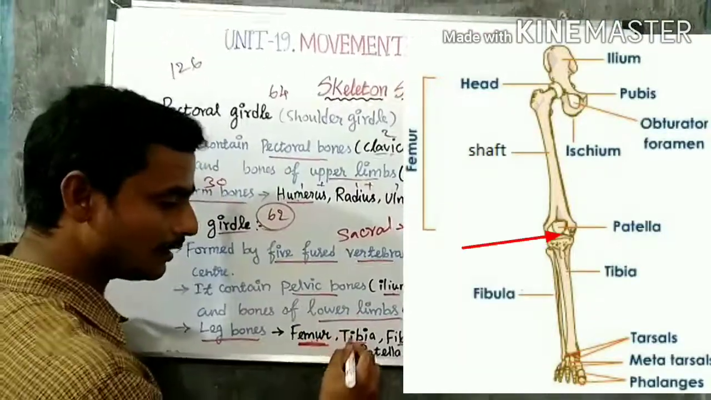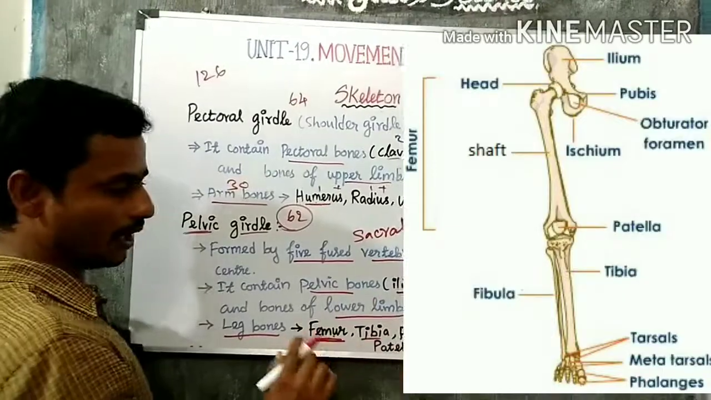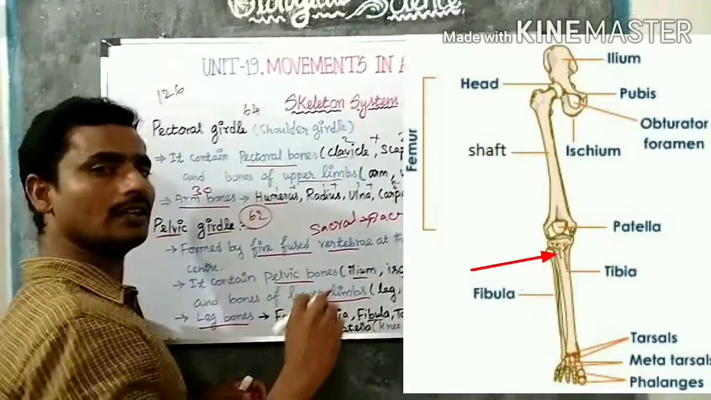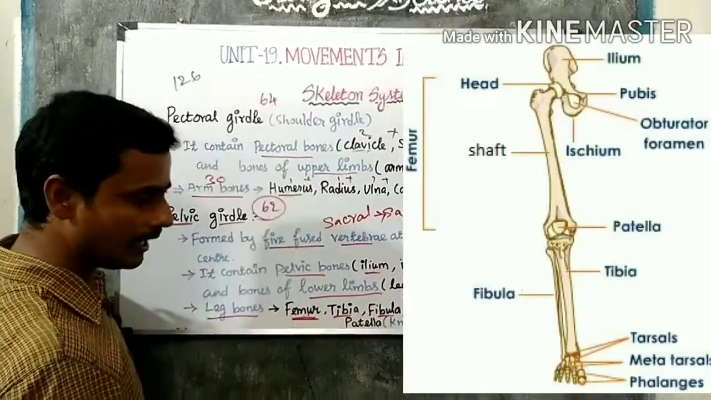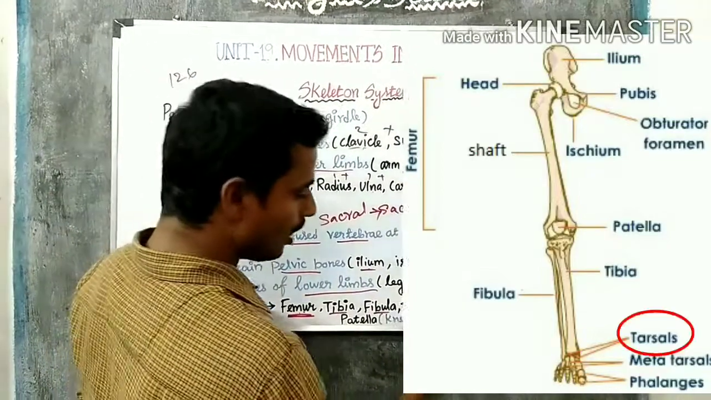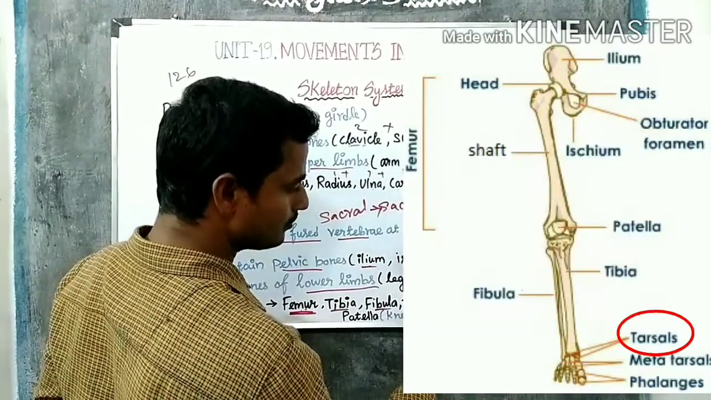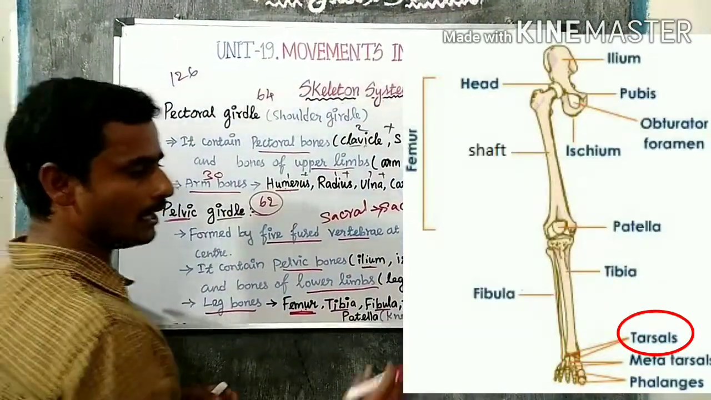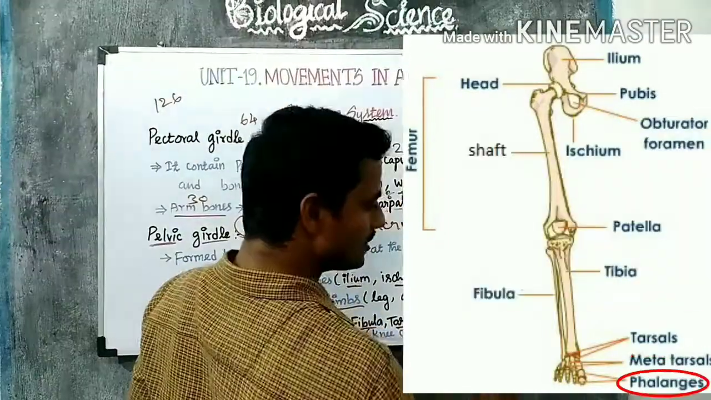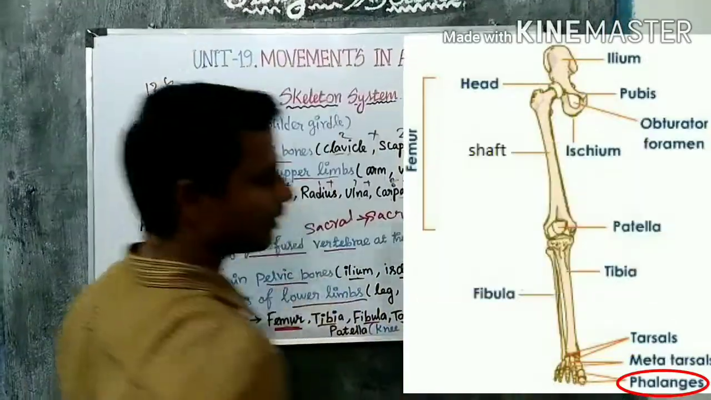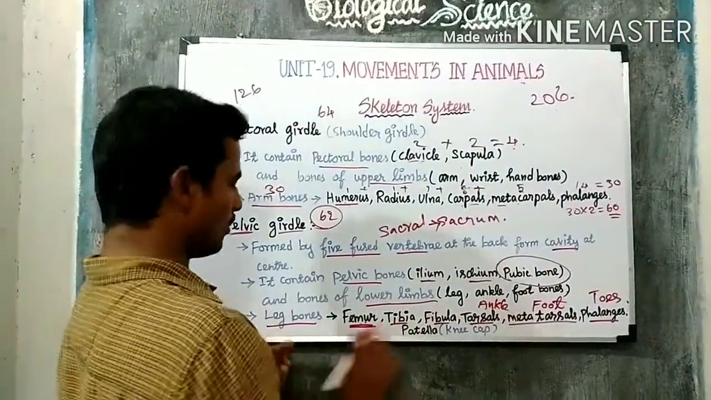The joint between femur and tibia is called a hinge joint. The joint between tibia and fibula is called a pivot joint. The tibia and fibula form our leg region, and then the tarsals form the ankle, and the metatarsals form the foot. The phalanges form our toes. So these are the bones in our legs.